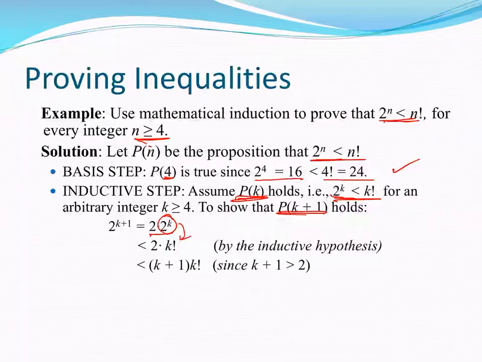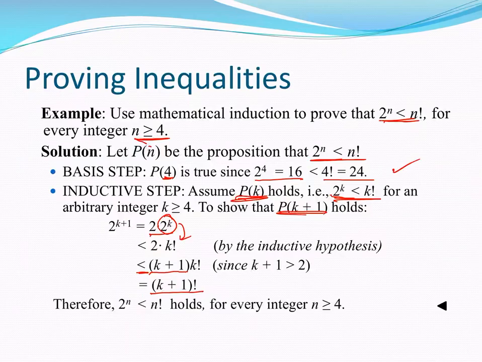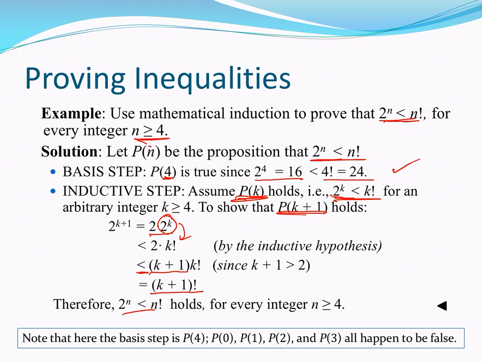And now I can replace 2 with k plus 1, since I know it is greater than 2 and I want to maintain this direction of inequality. So 2 to the k plus 1 is less than k plus 1 times k factorial, but that equals k plus 1 factorial, and P(k+1) is proved. So P(n) will be true for all integers n greater than or equal to 4. And note that P(0), P(1), P(2), and P(3) all happen to be false, so we had to start at 4.